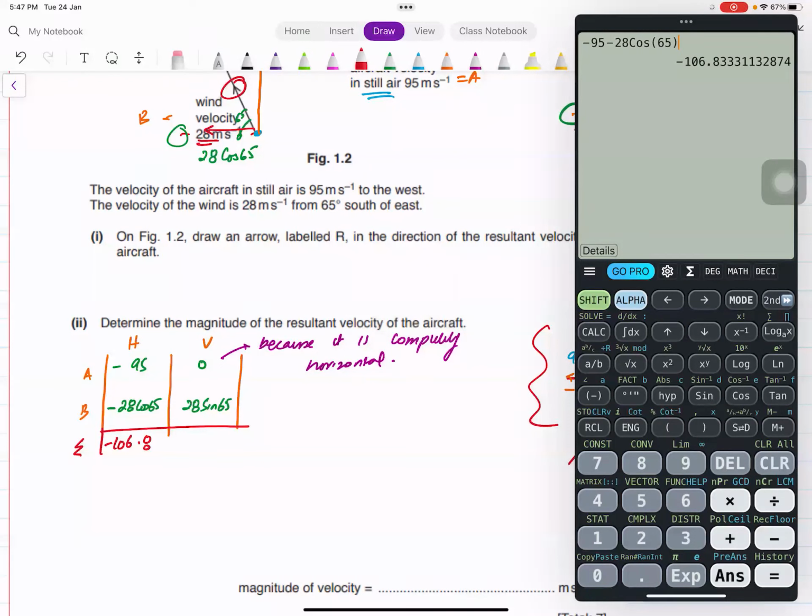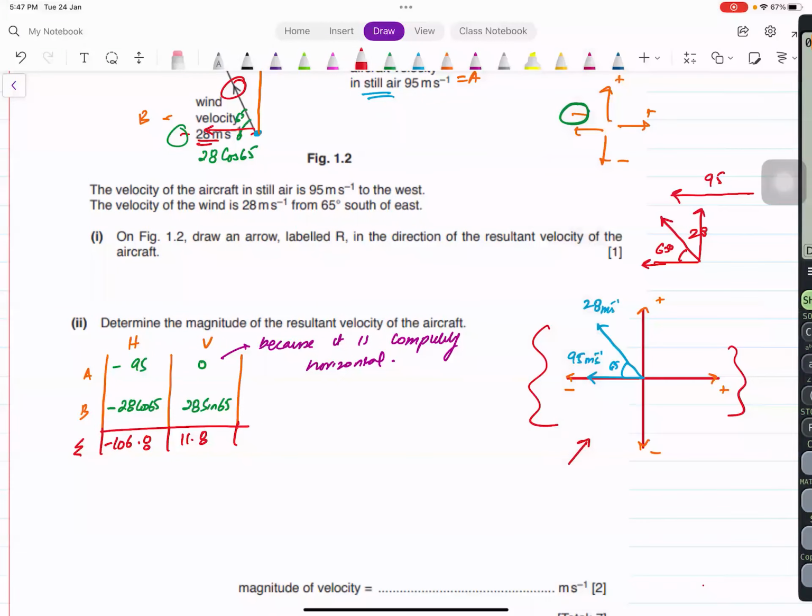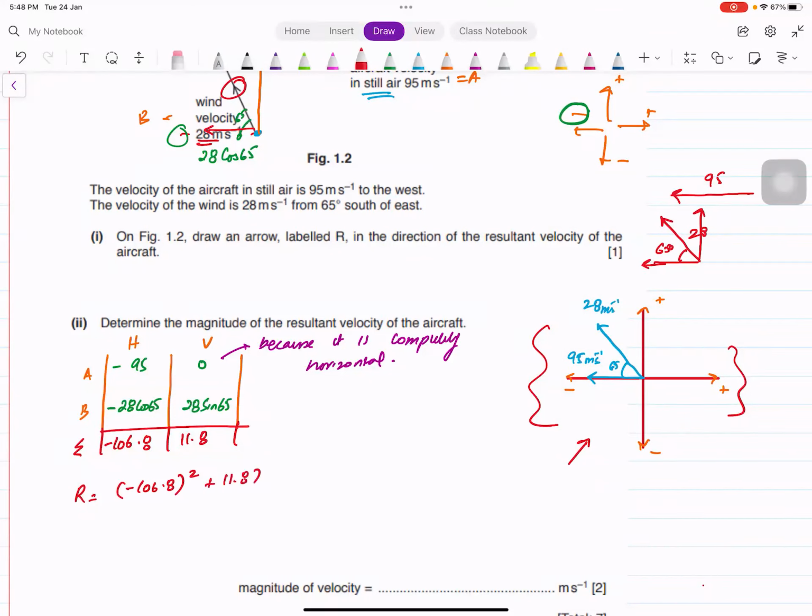106.8. And the other one, we can just simply do 11.8. Okay, 11.8. Thank you. Now, the next thing we're going to do is simply use the Pythagoras theorem. So for the resultant, it's going to be minus 106.8 whole squared plus 11.8 whole squared, under root.